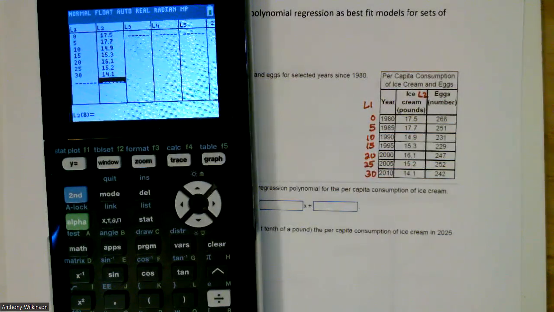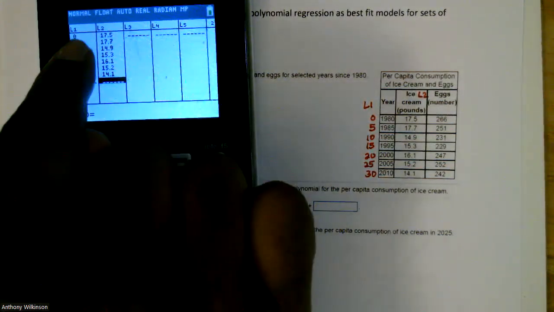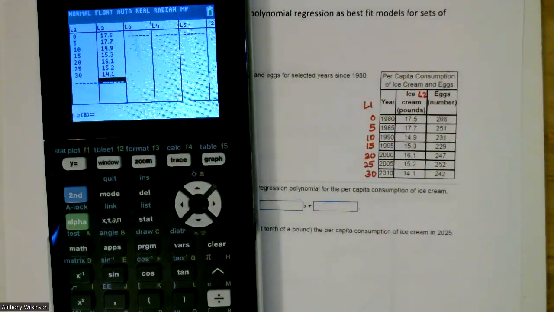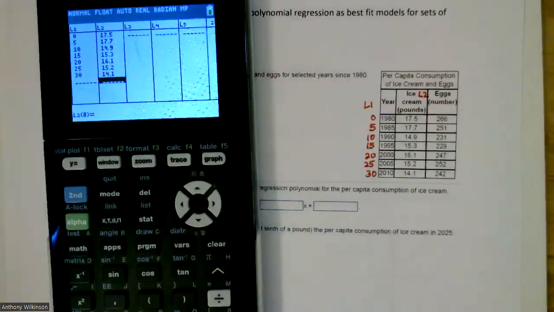You want to make sure that you have the same number of data values in L1 as you do for L2 because each one of those correspond to each other. What's in L1 corresponds to L2.